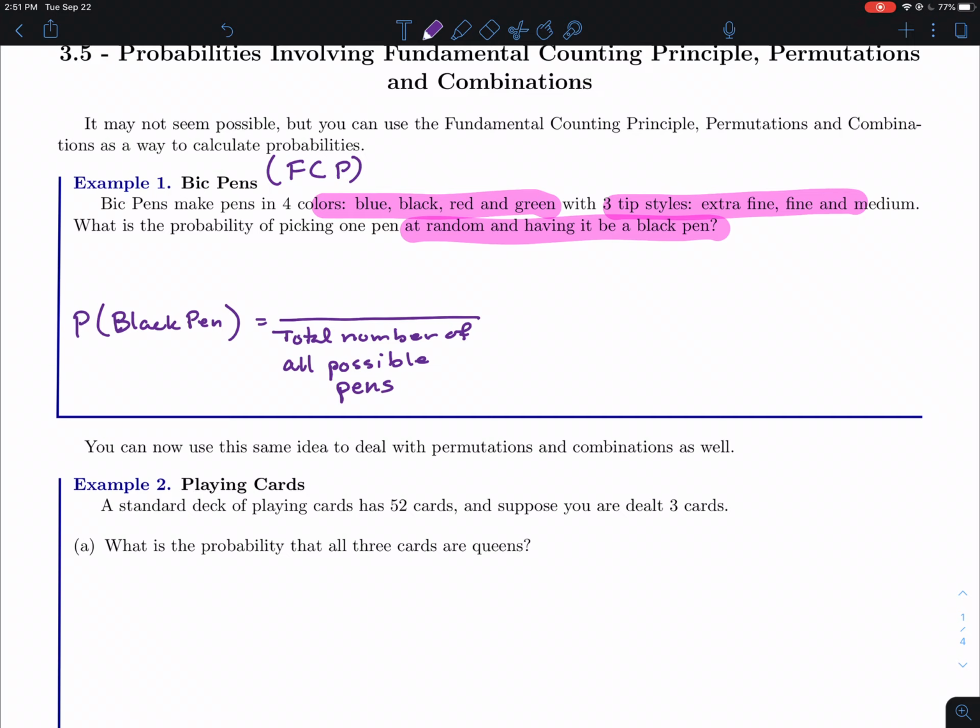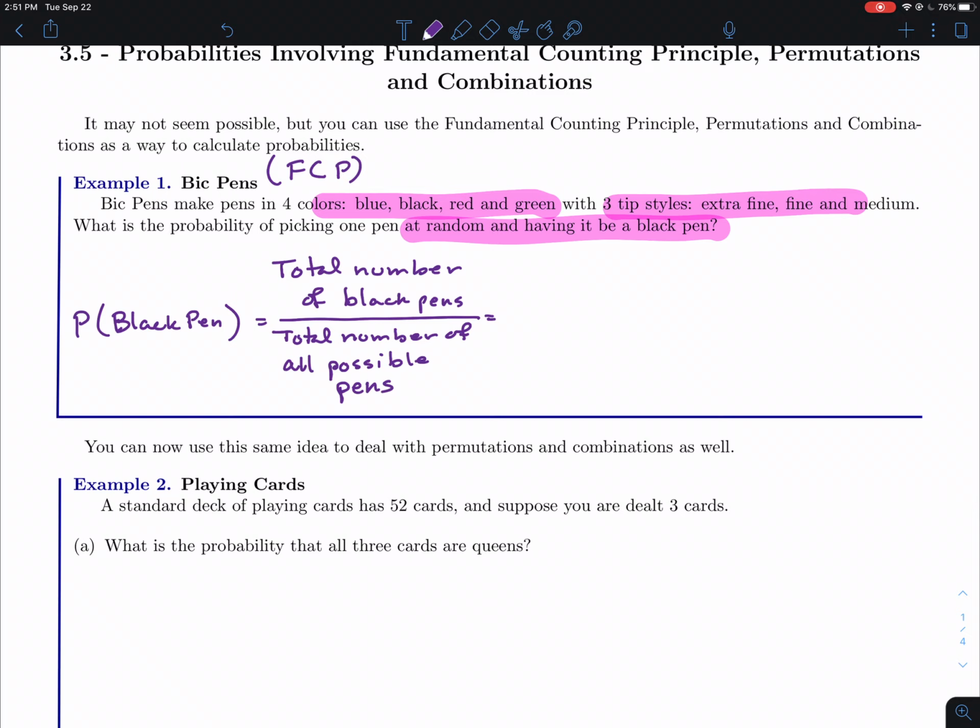It was usually the total that we were trying to figure out. The top's usually a little bit trickier because some kind of restriction is going to be put in place, and it's going to make it a little bit different. So for example, for the top, we only want the total number of just black pens in this case. Normally I start with the bottom, because typically it's the easier of the two.